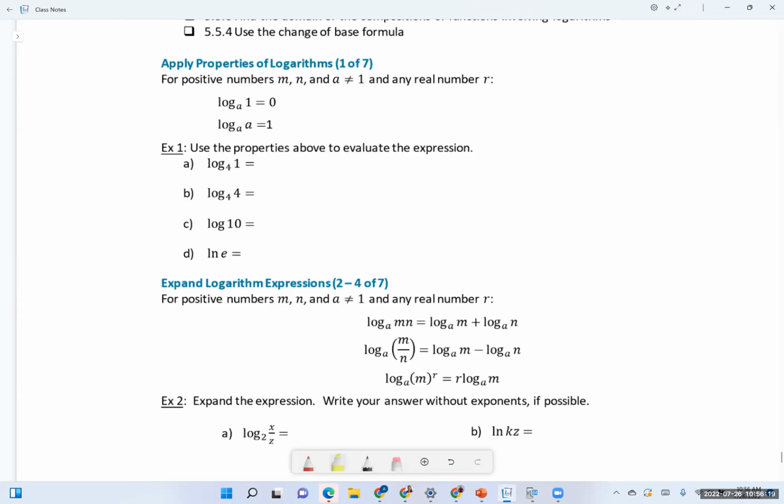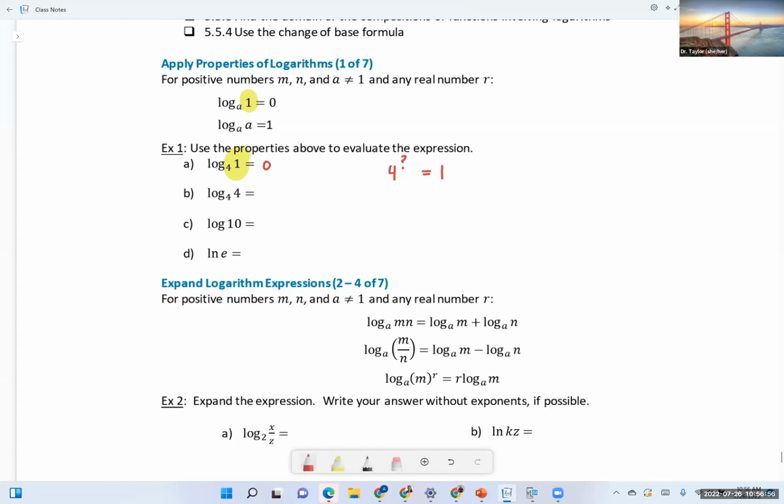So use the properties to evaluate the expression. Any base to the 0 power gives us the result of 1. So anytime you have a 1 in the argument, your answer is 0. Anytime. Because the only exponent that will give you 1 is 0.